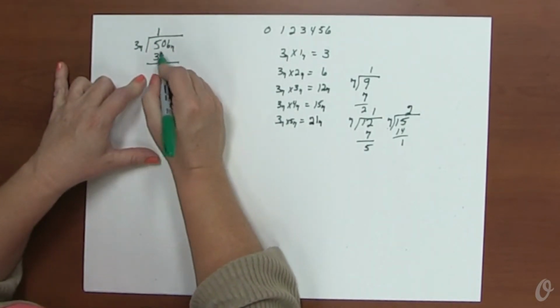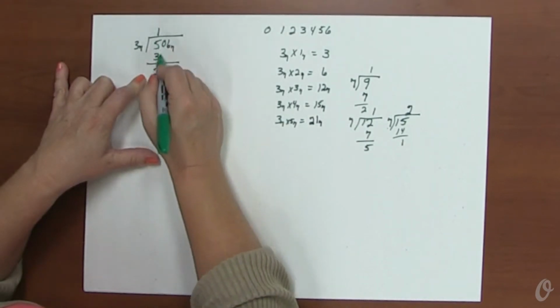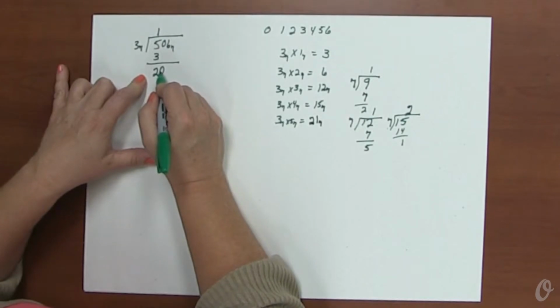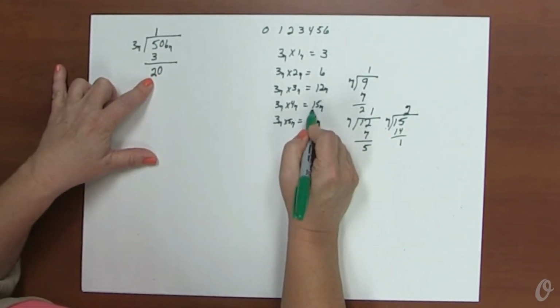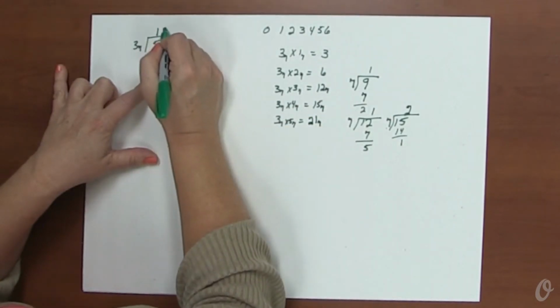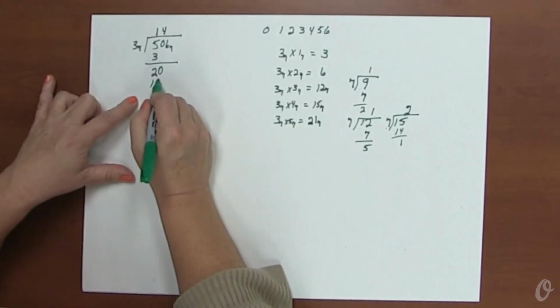So I'm going to subtract, and 5 minus 3 is 2. I'm going to bring down my 0. So now I have 20. 21 is too big, so I'm going to go to the next one, which is 1, 5, and 1, 5 is going to be 4 times. So 4 times 3 gives me a 1, 5.